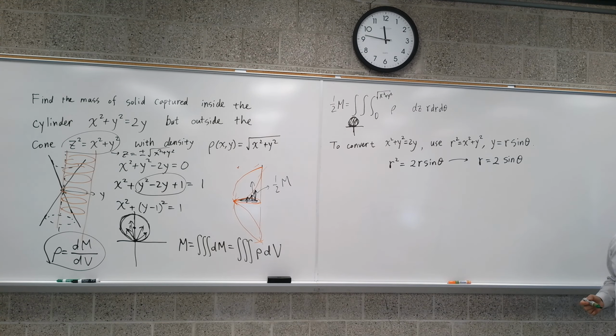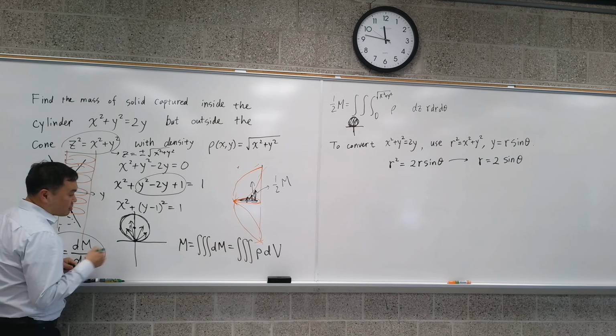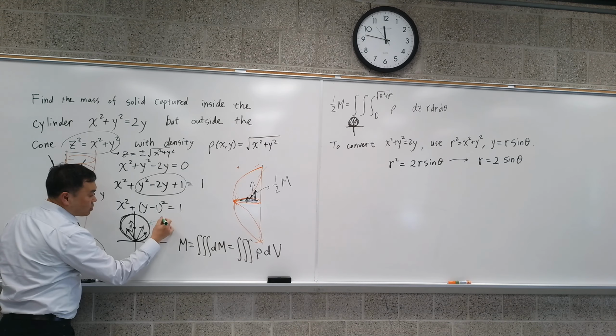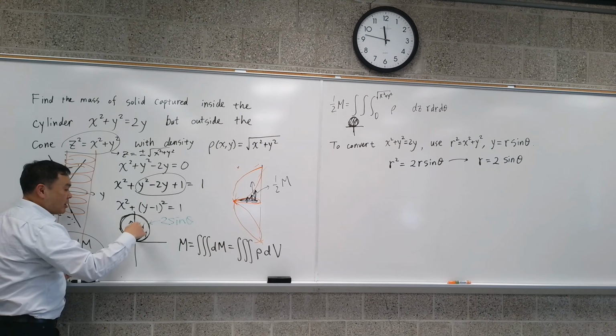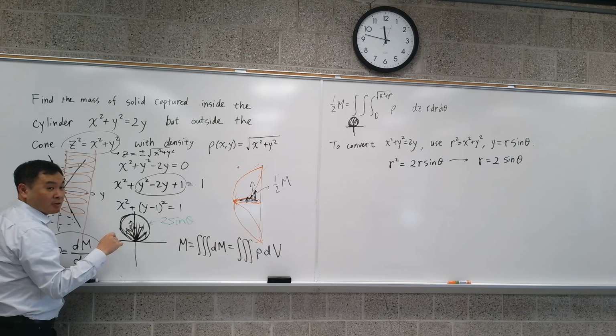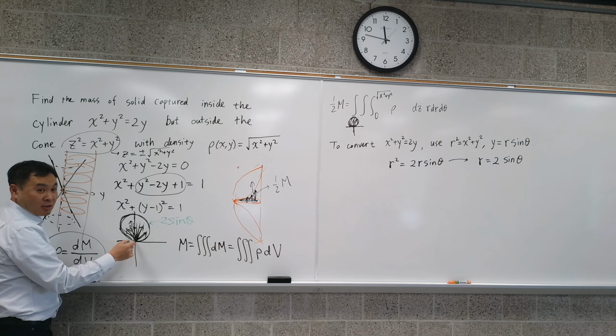Okay, so that's what we have. So what we just showed is that this curve right here is r equals 2 sine theta. That's what it is. And therefore, how do you paint this region radially? You start from 0 and you end at 2 sine theta, right? So that should give you that r goes from 0 to 2 sine theta.